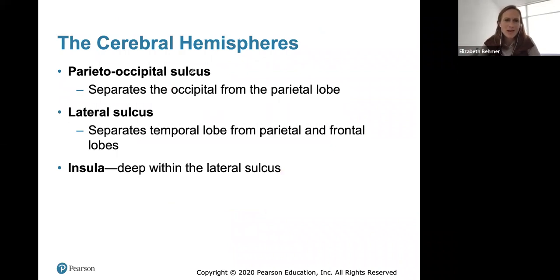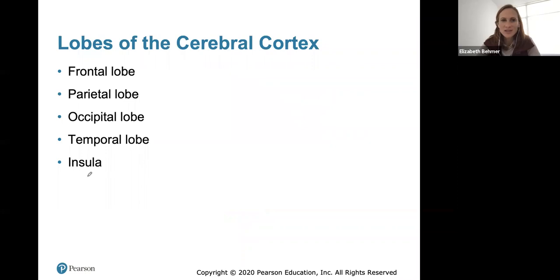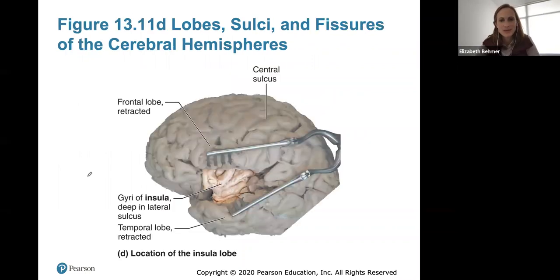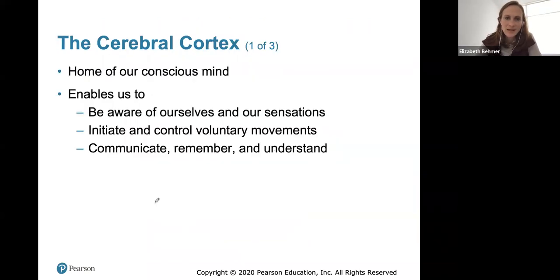Then we have a little bit more anatomy of the cerebral hemispheres. The insula is the deep lobe within the lateral sulcus. And then these are the lobes of the cerebral cortex. You can see the insula is the lobe deeper in, so you would have to reflect back the temporal lobe to see the insula.